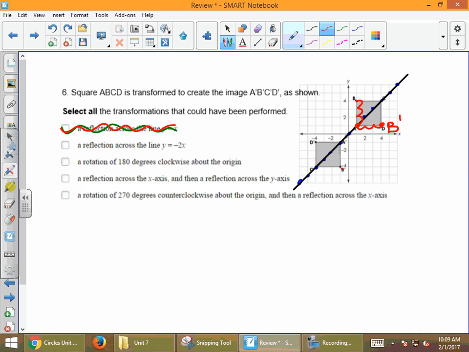Picking A might be tricky to recognize because it's right on that line. And then if that's confusing, then pick another point. Okay.